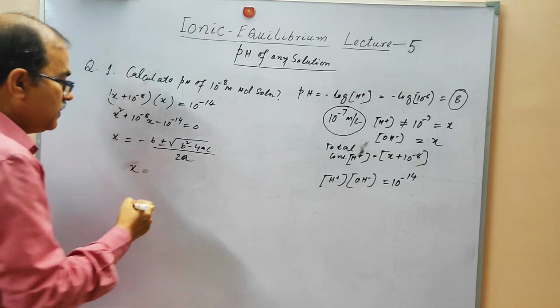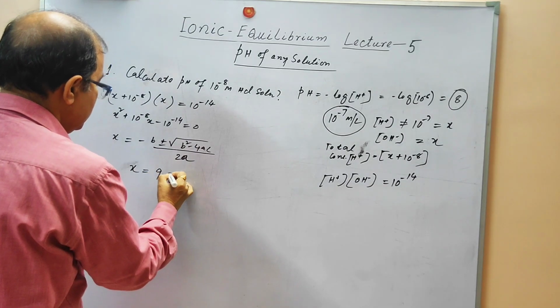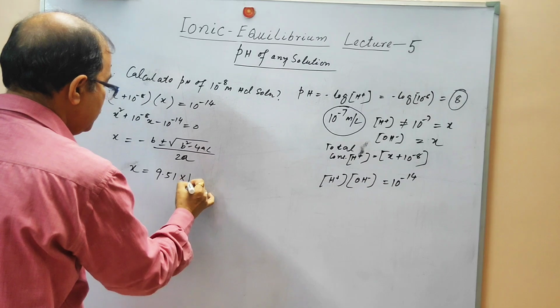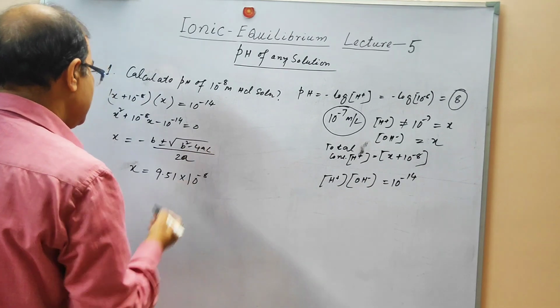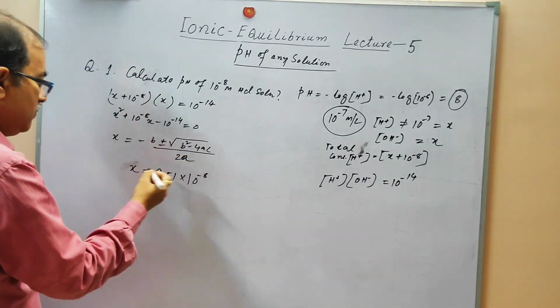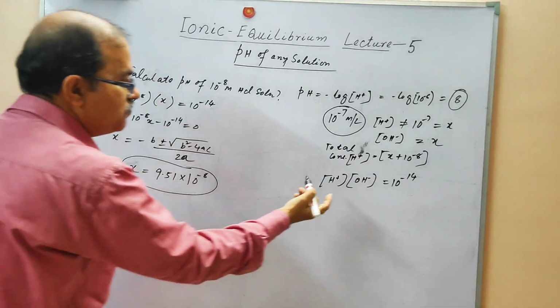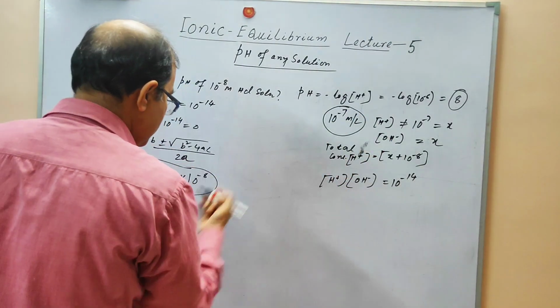I am not going into the detailed calculation. X will come around 9.51 into 10 to the power minus 8. Now we put this value down. This X is basically the concentration of OH minus.